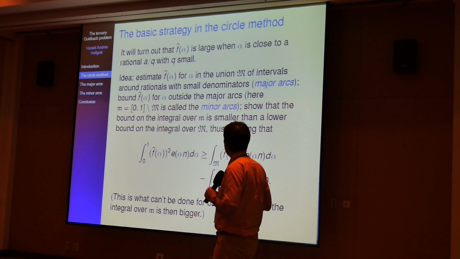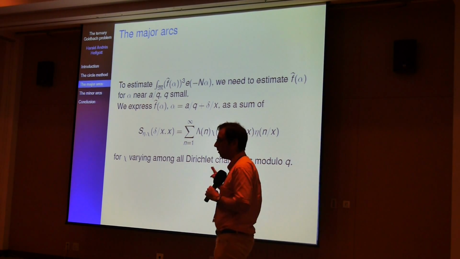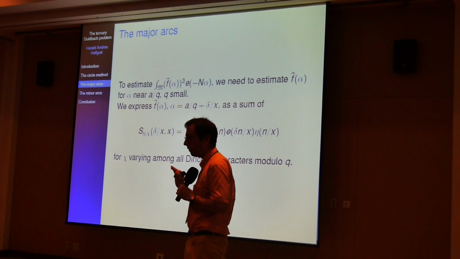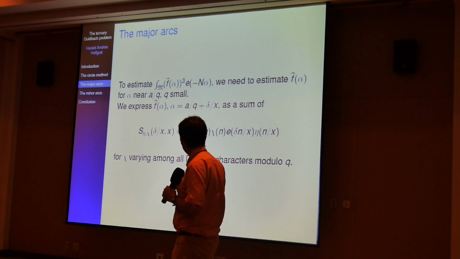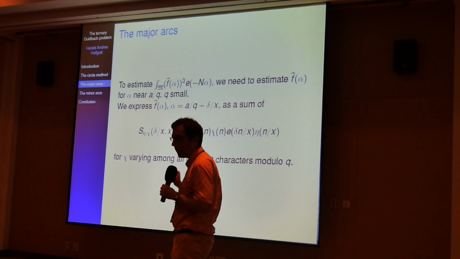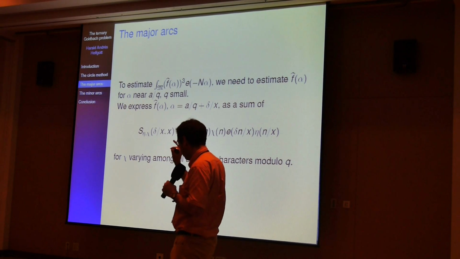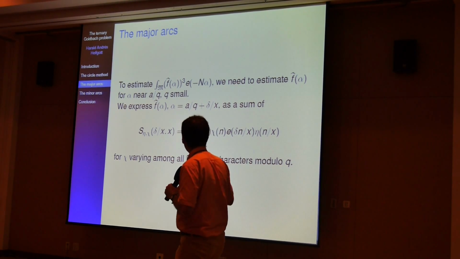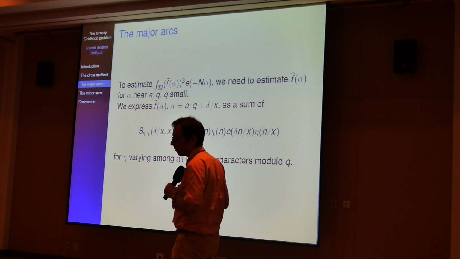Very good. All right. So let us start with the major arcs. Let us focus on estimating f hat of alpha for any given alpha in the major arcs, that is, close to a over q, q small. There's also the issue of using this information efficiently, and that's non-trivial, but let us just focus on estimating precisely f hat of alpha for individual alpha. And we can express it as a linear combination of more complicated sums.